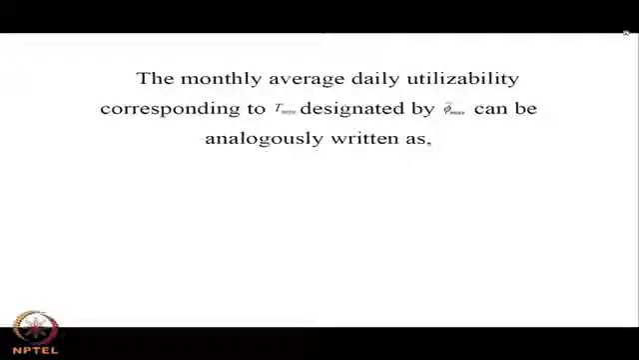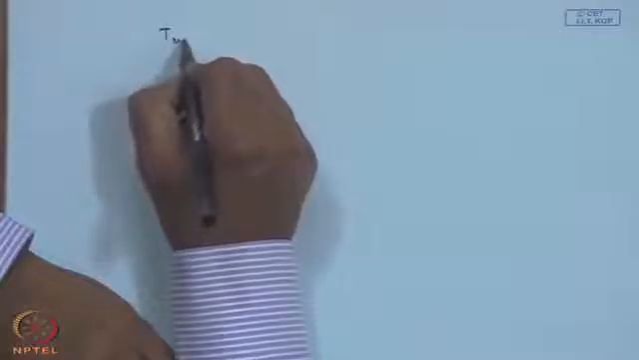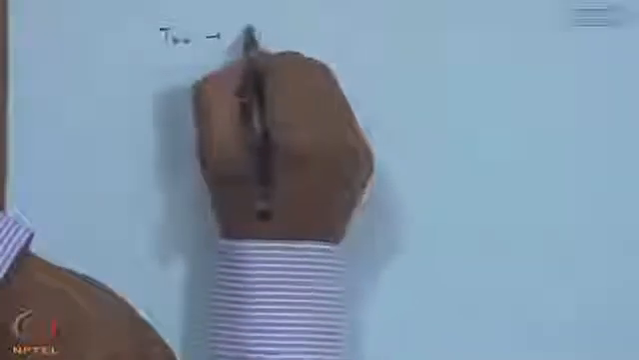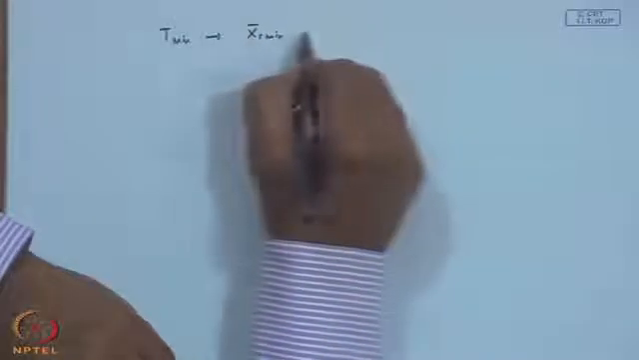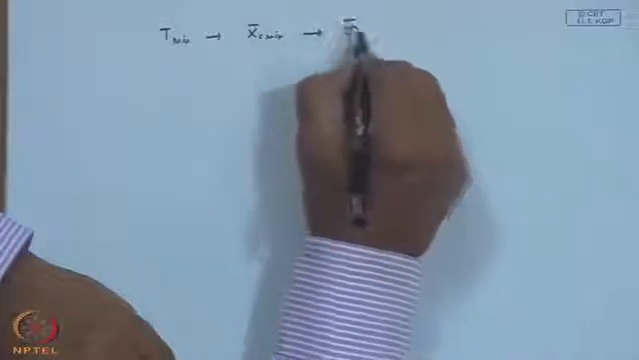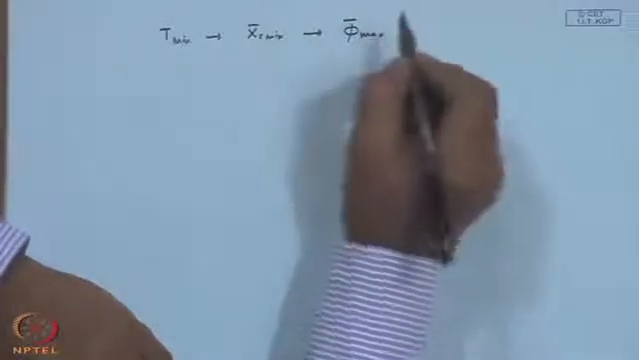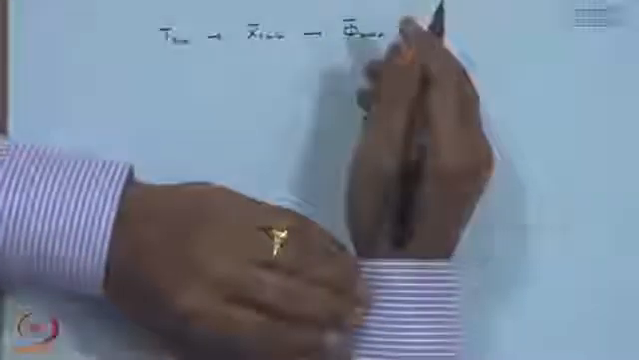So, if T minimum corresponds to x c bar minimum, that corresponds to phi bar maximum. That means this is the solar radiation that will be available to you above the critical level, corresponding to the temperature at which energy delivery at T minimum is desired.